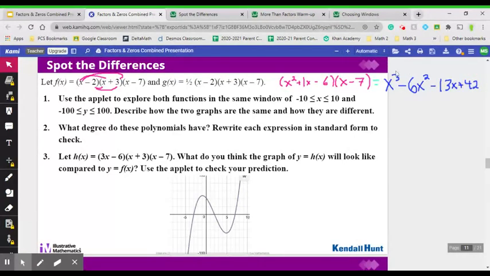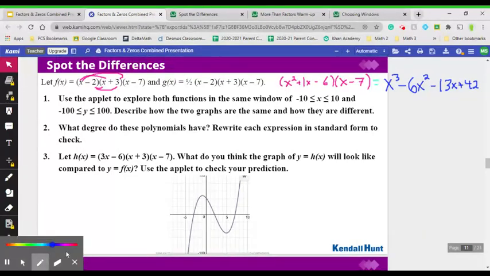So the degree of this particular polynomial would be a 3. You can see it's in standard form going from biggest exponent to no exponent at all. The biggest number would be a 3, and that makes it a cubic polynomial, which is what you'd call a degree 3 polynomial.